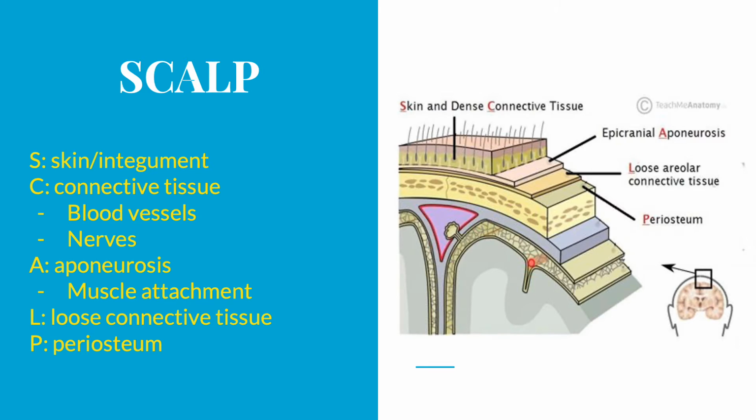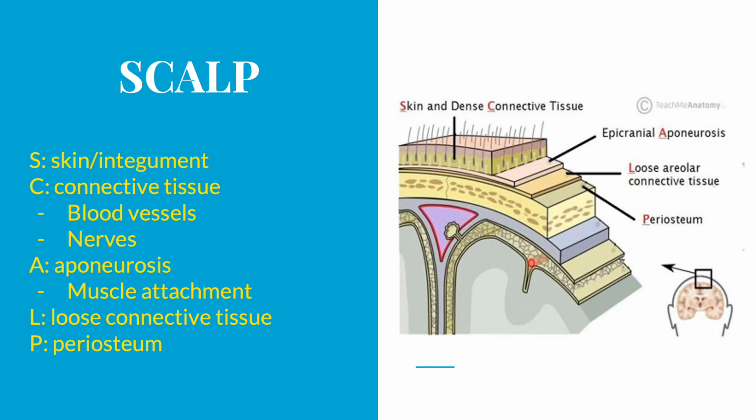So definitely remember that the connective tissue layer is the neurovascular layer. It has the blood vessels and the nerves. A lot of people mistakenly put the loose connective tissue, but most of the blood supply is in that connective tissue layer, so just below the skin.